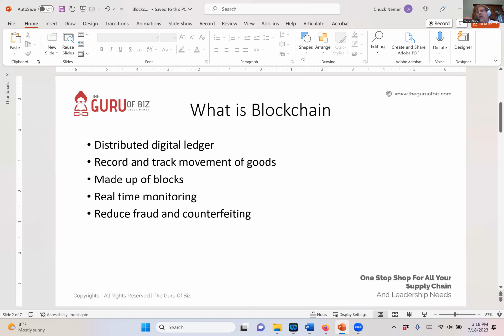And so it can enable real-time monitoring of products as they move through the supply chain, giving us greater visibility in the process. It can also help to reduce fraud and counterfeiting as each transaction is verified, and it can't be altered once it's recorded. So overall, blockchain can help to increase efficiency, reduce costs, and improve trust and transparency in the supply chain.